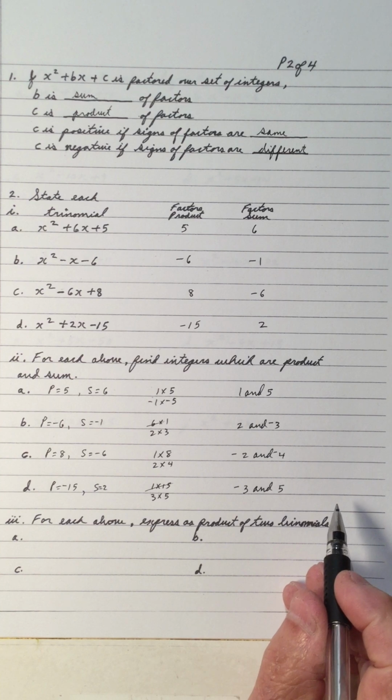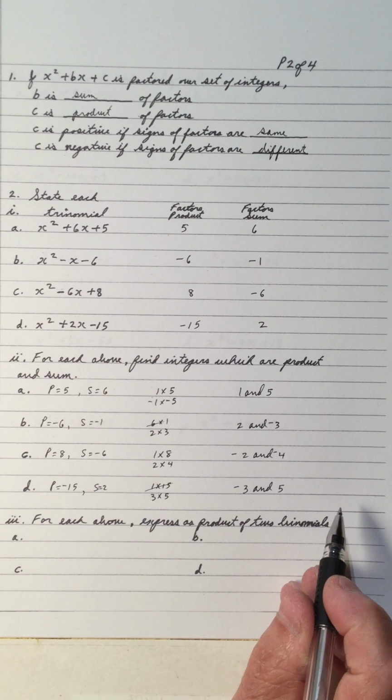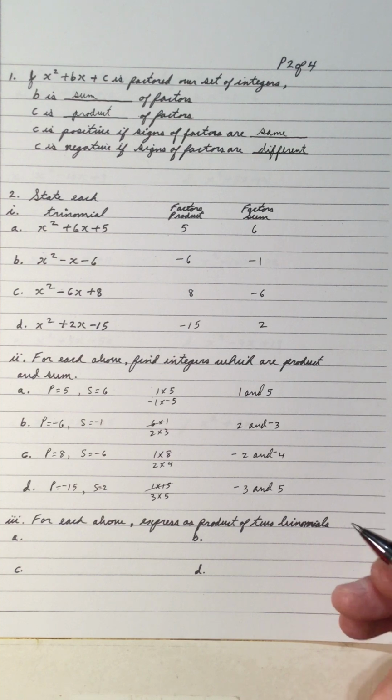Again, if the product is positive, the signs have to be 2 pluses or 2 minuses. And if the sum is positive, then there have to be 2 pluses. If the sum is negative, 2 negatives.